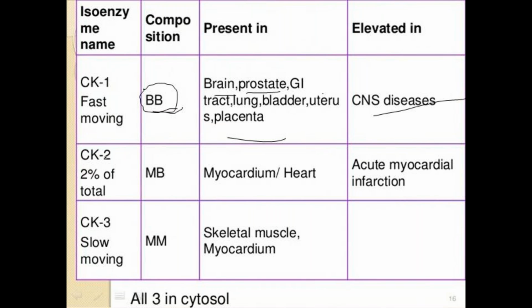Next, CK2, that is creatine phosphokinase 2, and normally this is 2 percent of all enzymes, and it is present in cytosol. This is a marker for myocardial diseases and heart diseases, causing acute myocardial infarction. Next is CK3, a slow moving one, and it is mainly present in muscles, that means skeletal muscles and myocardial muscles. These are mainly responsible for the activity of the enzyme. That is the creatine phosphokinase enzyme.